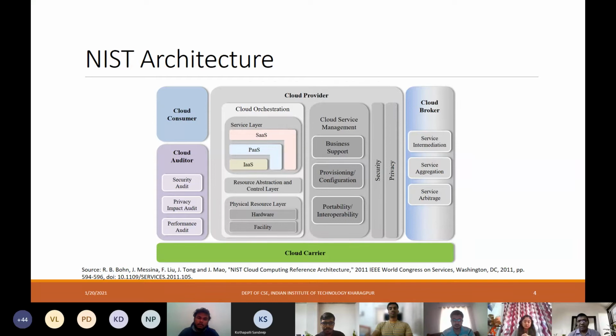So you see that in this architecture, you have the cloud consumer, and then you have the cloud provider, right? So this cloud consumer basically are end users like me and you who want to get access to or who want to use any kind of cloud service. So we are part of the cloud consumer. And cloud provider, let us try to understand this cloud provider.